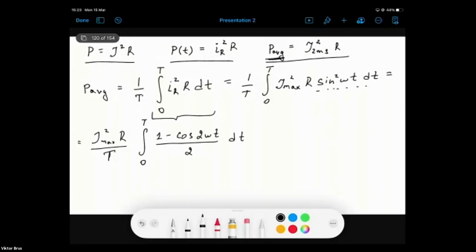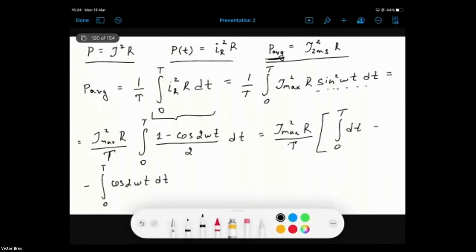So now we have two integrals. It will be I maximum square times R divided by T. Here we will put parentheses. Integral from 0 to T dt, minus integral from 0 to T cosine 2 omega t dt. So these integrals are now simple. We can take them, and that will give us the result.